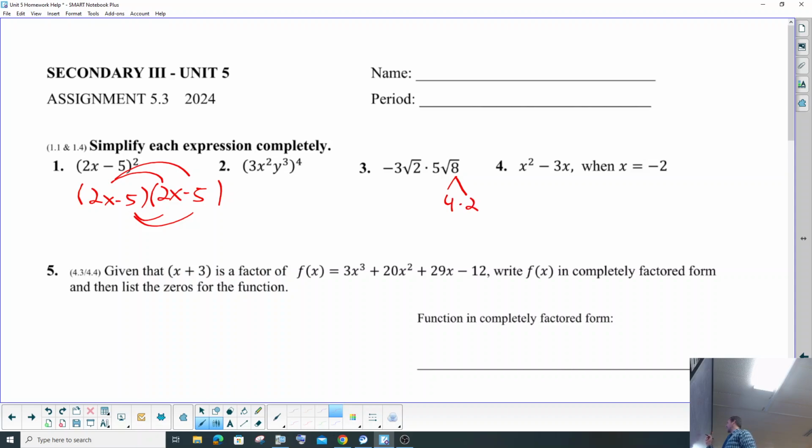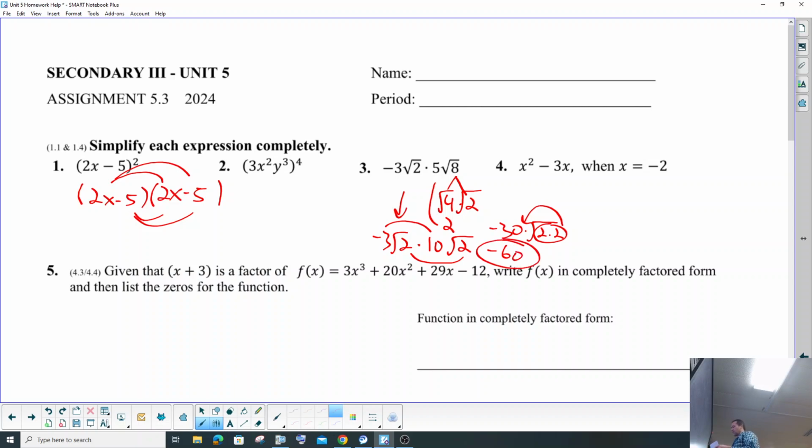So 4 times 2 is 8. Still both square rooted. Square root of 4 is 2. And 2 times 5 is 10. So 5 radical 8 becomes 10 radical 2. And then we can bring this down and we get negative 3 radical 2 times that. So negative 3 times 10 is negative 30. And the square root of 2 times the square root of 2, that's a pair of 2's, so 1 comes out. So negative 60 should actually be our answer there.